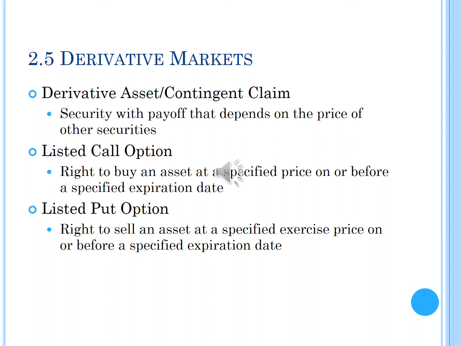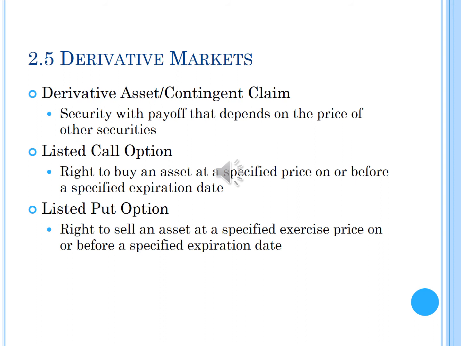One type of these derivatives is called a call option, which is basically the right to buy an asset at a specified price on or before a specified expiration date. What this call option does is that it gives its holder the right to purchase the asset for a specified price, and it's called the exercise or strike price, on or before some specified expiration date.